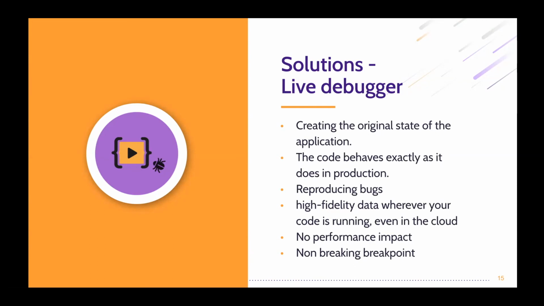Reproducing a bug will be super fast because, again, everything you have in production is right there. You don't have to reproduce anything. So the bugs that you actually have are already available to you right away. The data is in high fidelity and it's wherever your code is running, even in the cloud. Even if you're debugging your cloud application, you have all the data you need. You don't have to investigate further. Everything you need to know about the bug will be available for you at all times.